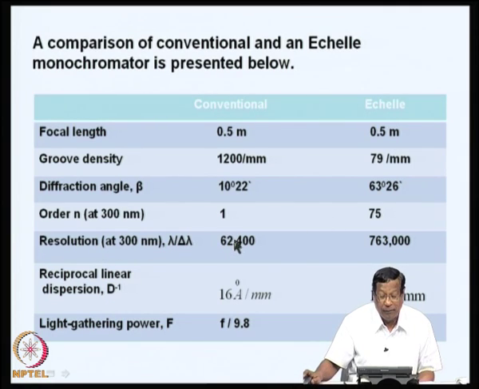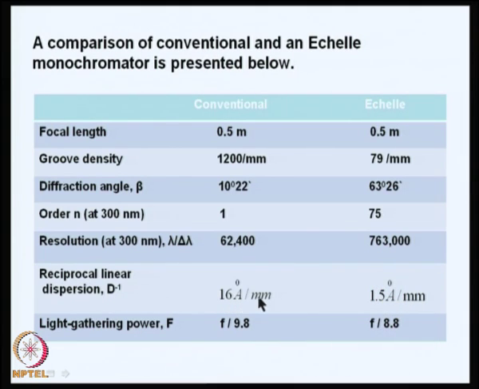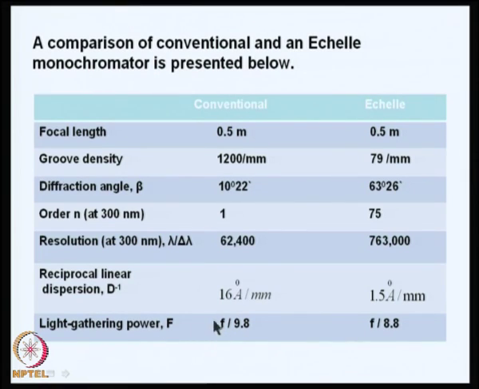So, the resolution is 62,400 compared to 763,000, and the reciprocal linear dispersion here is 16 angstroms per mm. That means, if you rotate the grating, you would get 16 angstroms per millimeter. Here you get 1.5 angstrom. That is a fantastic improvement in spectral purity, and you can also see here that the light gathering power f is 9.8, here it is only 8.8. Obviously, you can appreciate the advantages of the echelle, I need not say more.